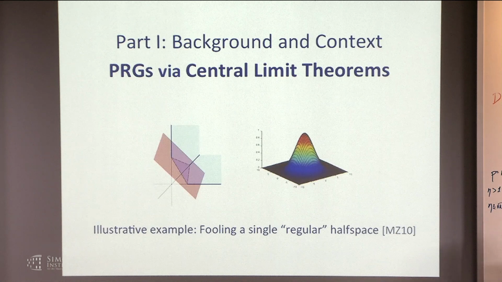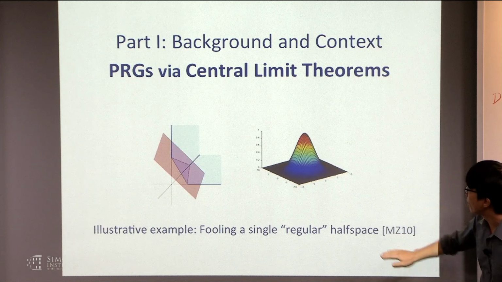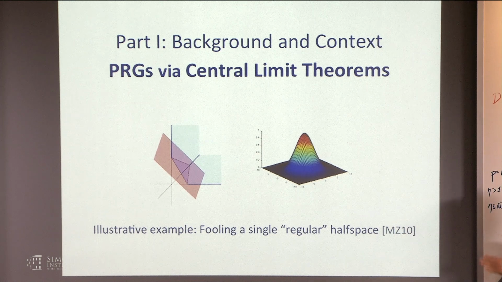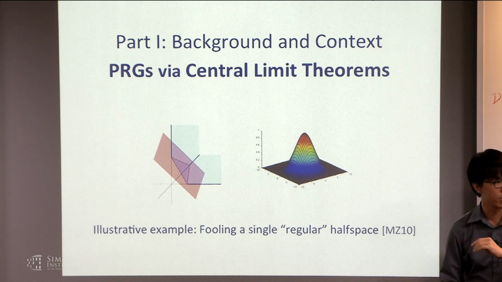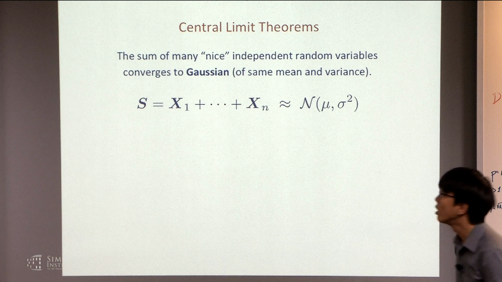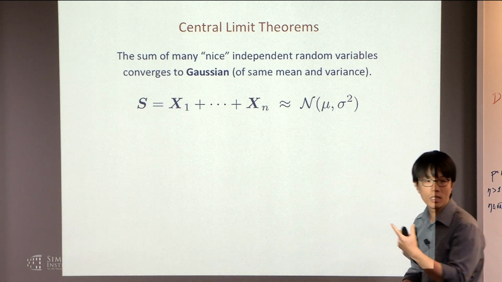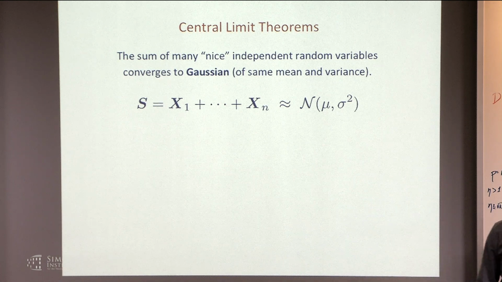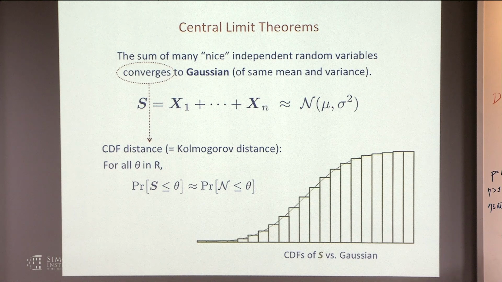So just to briefly recall, this is the first part, and I'm going to focus on the example of fooling just a single regular half space. And we'll see in just 2 slides, finally, what this definition of regularity is. Okay, just to quickly recall, central limit theorems say that the sum of many nice, reasonable random variables, for us this will be the notion of regularity, converges to a Gaussian of the same mean and variance as the sum. Each xi itself may not look like a Gaussian, but if you sum many of them, they start to look like a Gaussian.